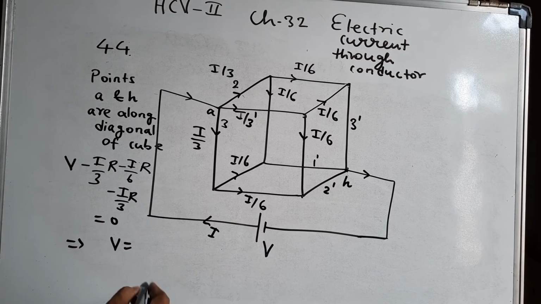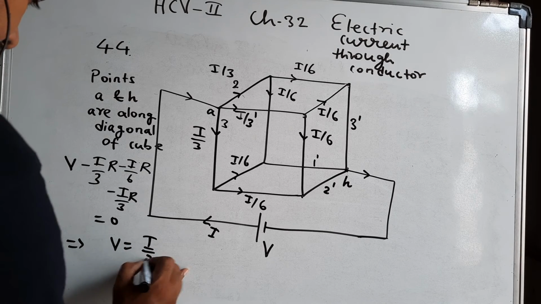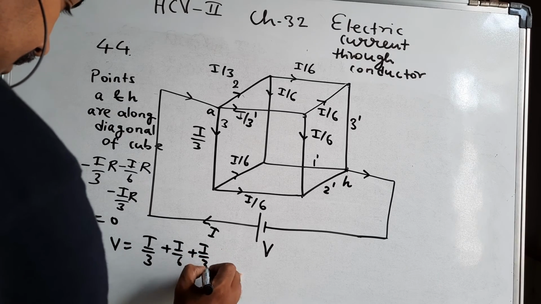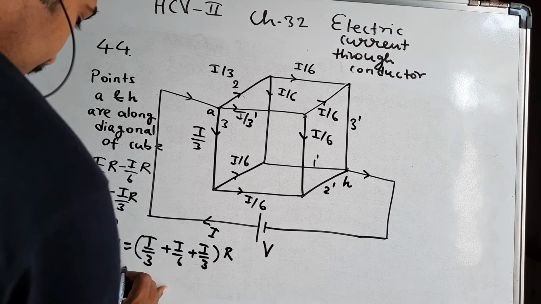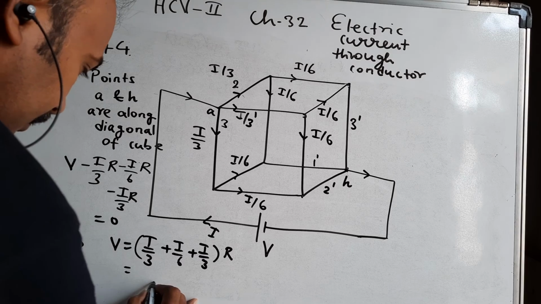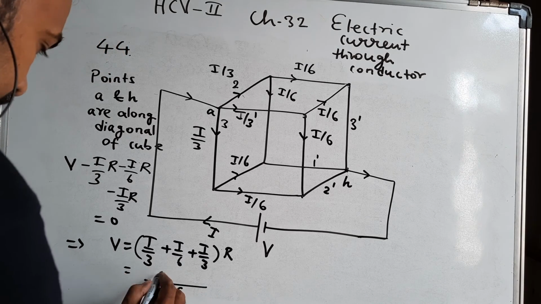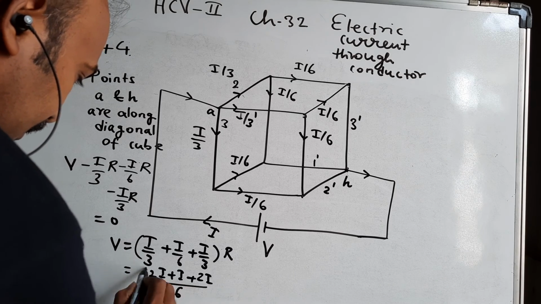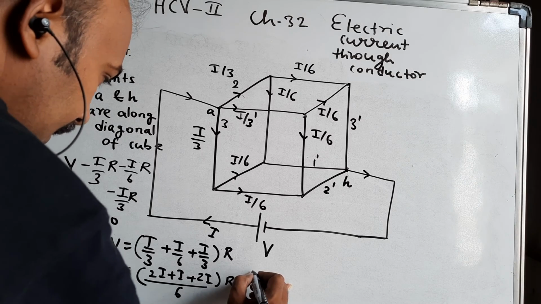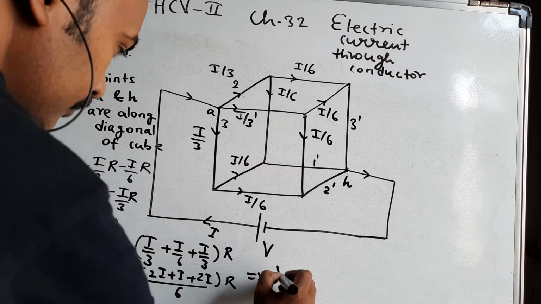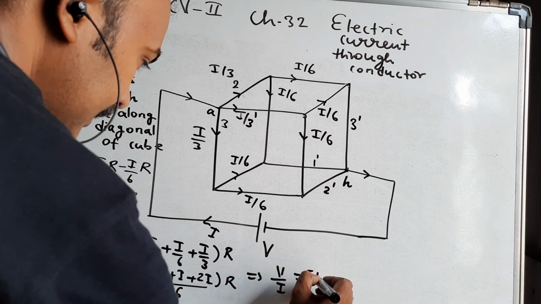Let's take all the negative terms on the right side. I get V equals I by 3 plus I by 6 plus I by 3, into R. If I take the LCM, I get 6 here. This is 2I, this is I, plus 2I. So 2I plus I is 3I, 3I plus 2I is 5I. If I take I common, V upon I will be equal to 5R upon 6.